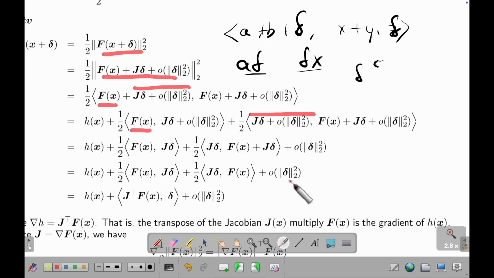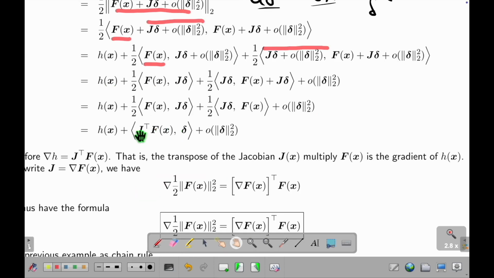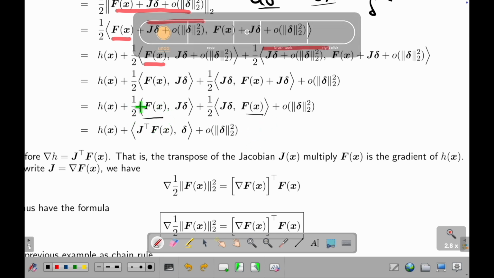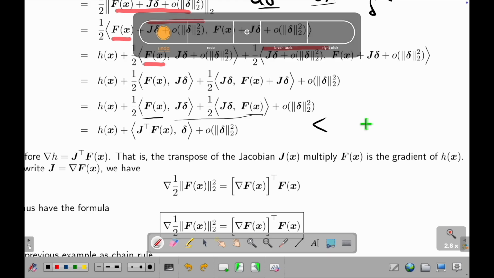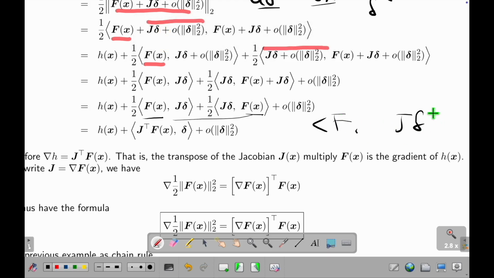So this part is all the things with power 2, and all the things here are power 1. What is this? This is the same thing, right? I just swap them. So this part, I have this. This thing and this thing are the same, right? So I have 2 of this. The 2 and the half cancel each other, so there's no power. And after I combine this, I will have j delta f, right? Or I write it as f j delta.